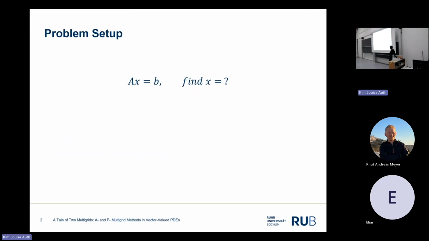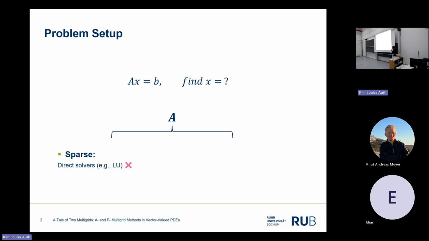So let's start by setting up our problem, which is a linear system Ax = b, and we need to solve, of course, for x. And it's a simple problem. We can use basically a backslash, but A is sparse, so mainly we can't use a direct solver.